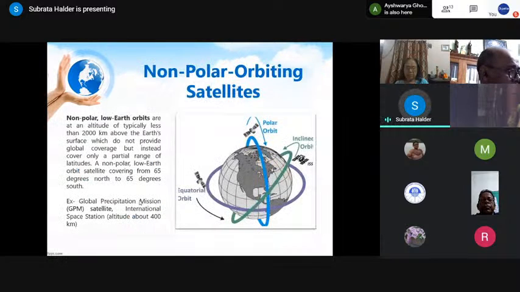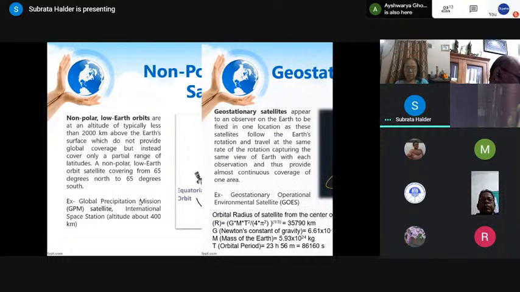Non-polar low Earth orbits are typically at an altitude of less than 2,000 km above the Earth's surface, which does not provide global coverage but instead covers only a partial range of latitude. A non-polar low Earth orbit satellite may cover from 65 degrees north to 65 degrees south. The Global Precipitation Measurement satellite and the International Space Station are non-polar low Earth orbit satellites.